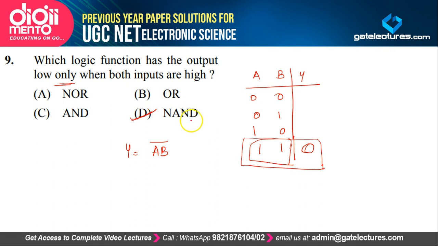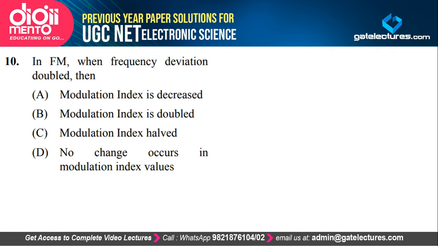See, anyway you also know what happens in AND. It has output high when both inputs are high. Now, we want output low when both inputs are high. That means we have to put a bar. So this is going to be the NAND function. Right, look at the next question.